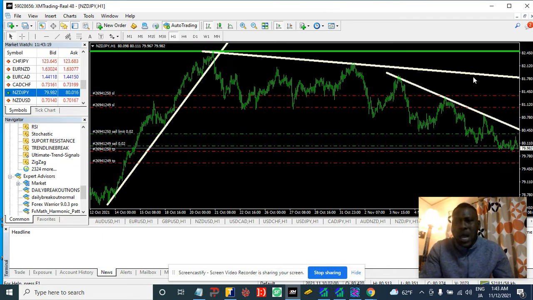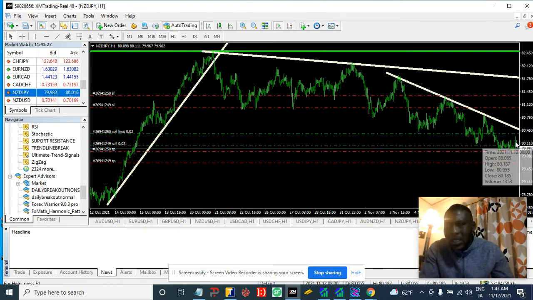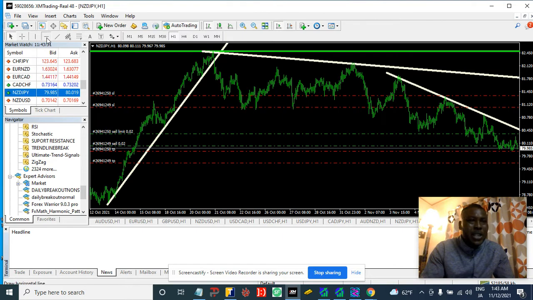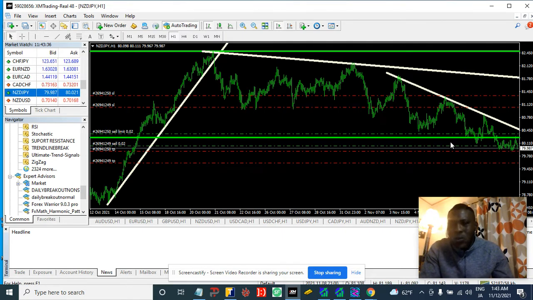Okay. And each of the moves is starting on a pivot level. Okay, now let me take a look. This is a pivot right here, which means a new move started from here. Always try to analyze your market this way. Started from here. This is a pivot. A new move started from here.